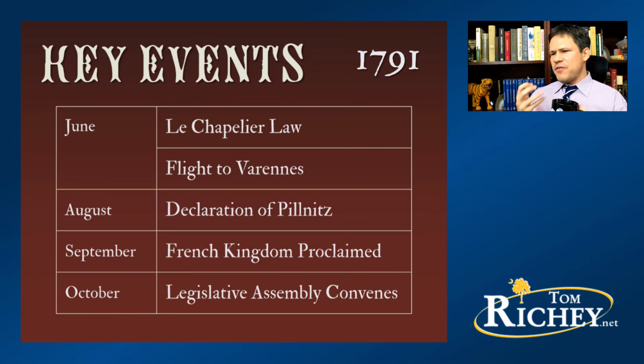So the key events of 1791: in June, you've got the Chapelier law, then the flight to Varennes. Then in August, the Declaration of Pillnitz. In September, the proclamation of the French constitution. And then in October, the Legislative Assembly convenes.